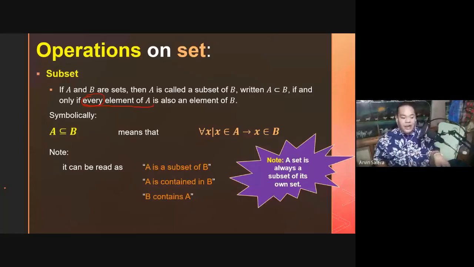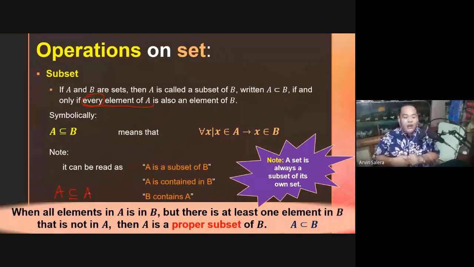Now, a set is always a subset of its own self. Meaning, A is always a subset of A. Nga naman, si 1, 2, 3, 4, naa man gihapon kang 1, 2, 3, 4. Therefore, it's always a subset of its own self. That's a general rule. Kaya walay set nga wala makita ang iyahang kaugalingon sa iyahang kaugalingon. Di ba? So, tanan nga elements nga naa niya makita sa iyahang kaugalingon mismo. So, that's why a set is always a subset of its own set.